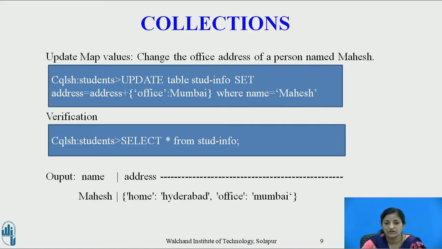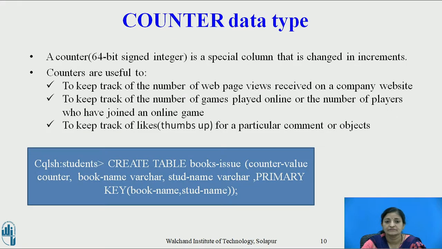So the output is shown here. Mahesh is the name and address. There are two addresses for Mahesh. One is the home address, another one is the office address. So home address is Hyderabad and office address is Mumbai.